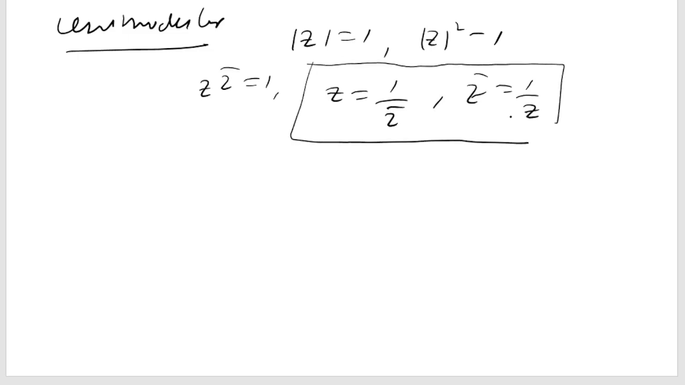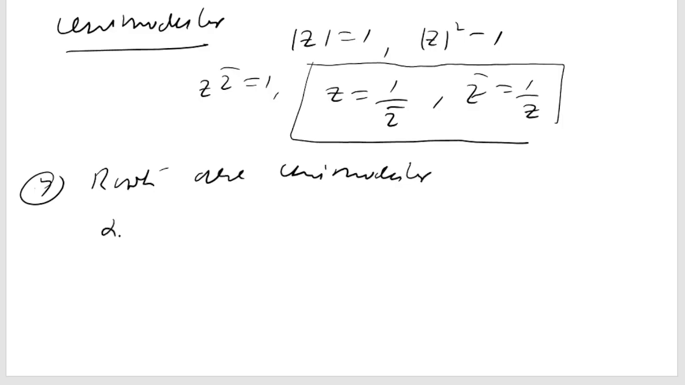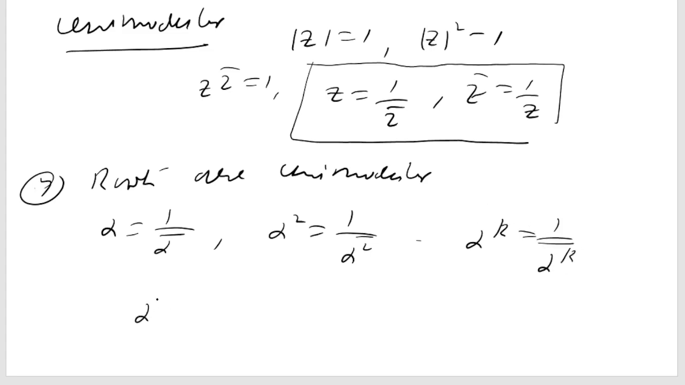Since the roots are unimodular, alpha is the same as 1 upon alpha bar, or alpha square is the same as 1 upon alpha square bar, and so on. Or any general alpha k is the same as 1 upon alpha k bar. That means alpha to the power n minus 1 is 1 upon alpha to the power n minus 1 bar, because the roots are unimodular.